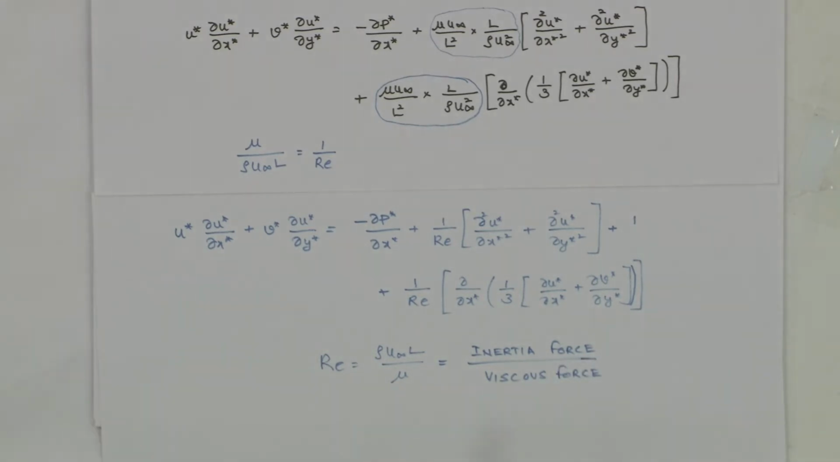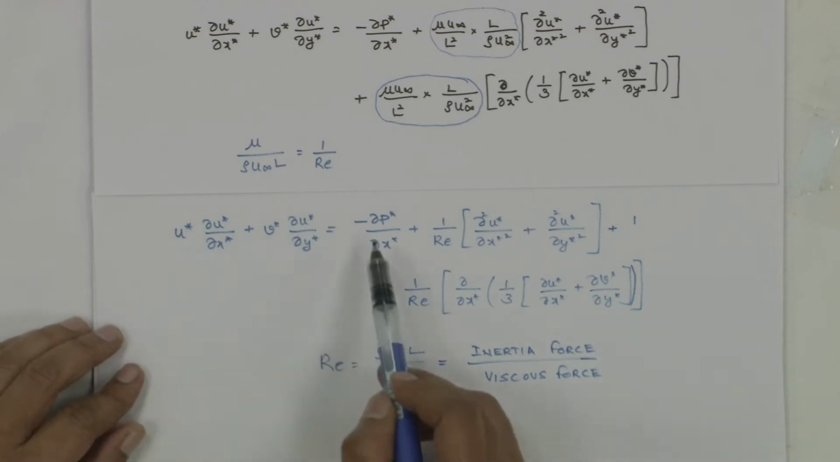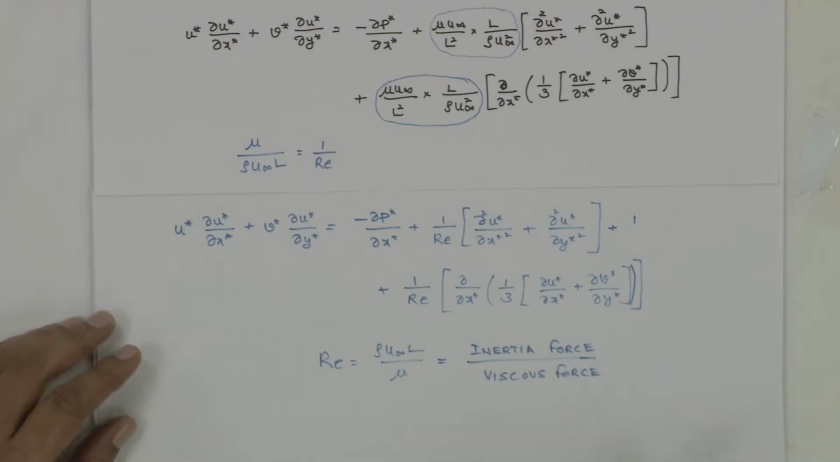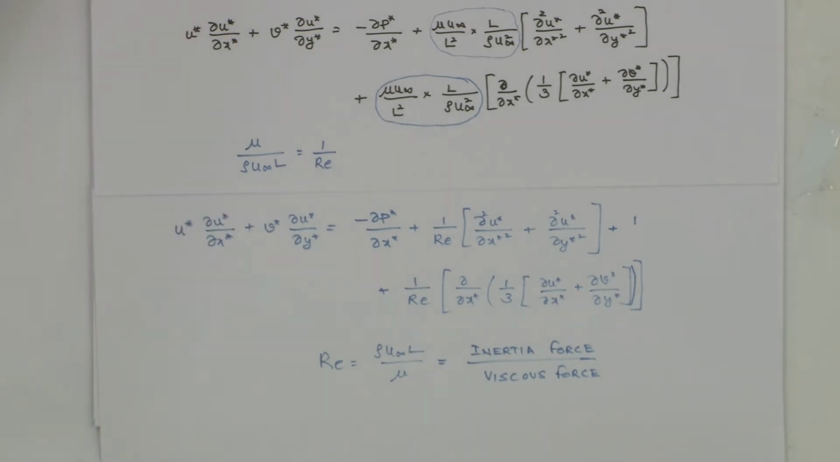Okay. Here we have inertia force, pressure force and viscous force, but here this Reynolds number is a balance of inertia force to the viscous force. So much about the momentum equation. Now let us take up principle of similarity for energy equation. So let's take up energy equation.